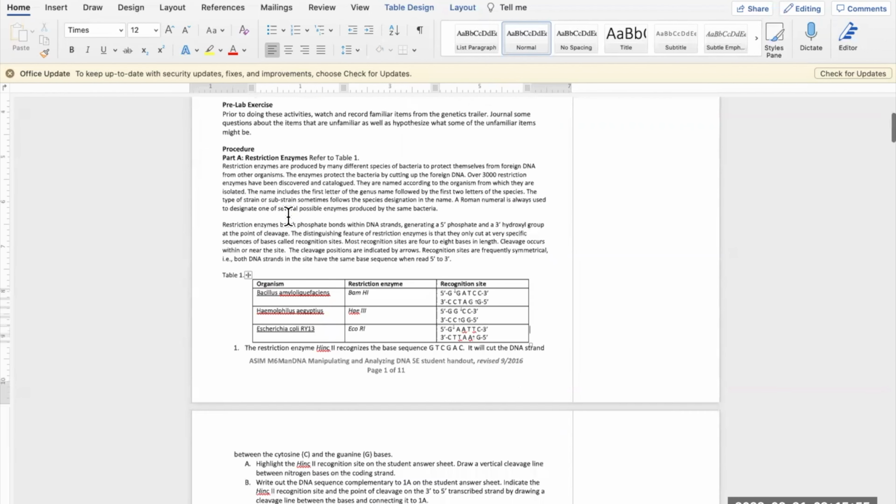Okay, so now we've done number 1 and number 2. Let's go back to our instructions. Those of you with physical copies don't have to do as much scrolling. Okay, number 3 says answer questions on data sheet. So we scrolled all up here for nothing. And then number 4, oh, we already did 3. Number 4, highlight the eco-RI recognition sites.